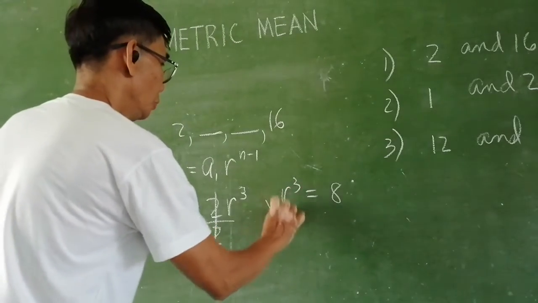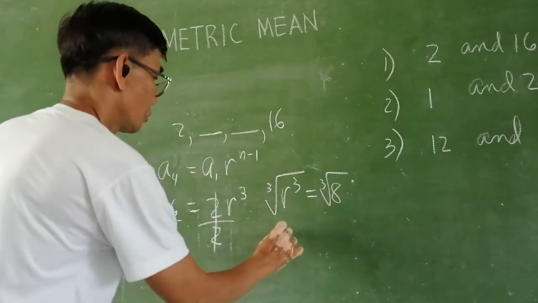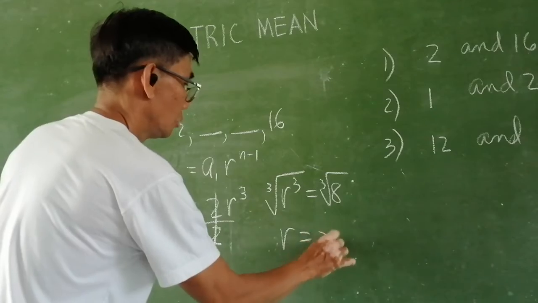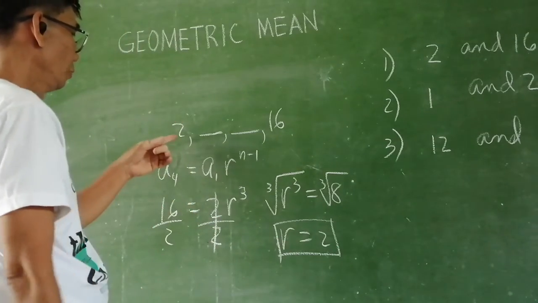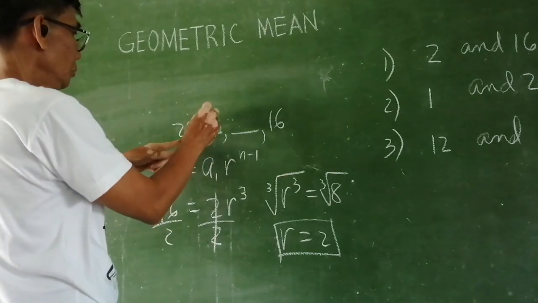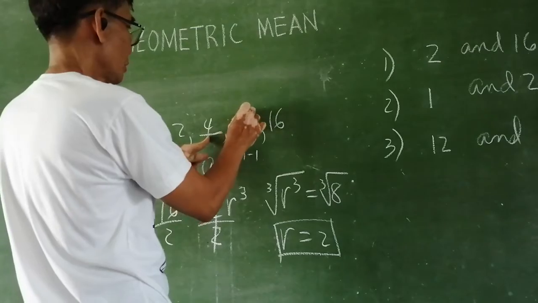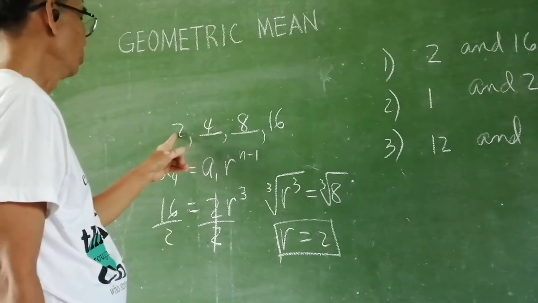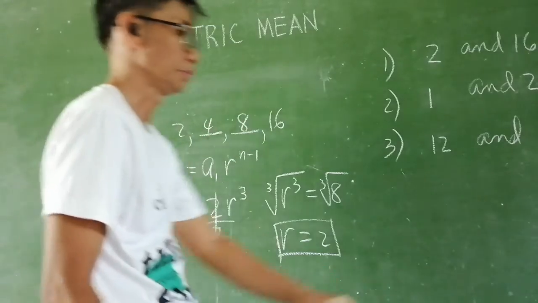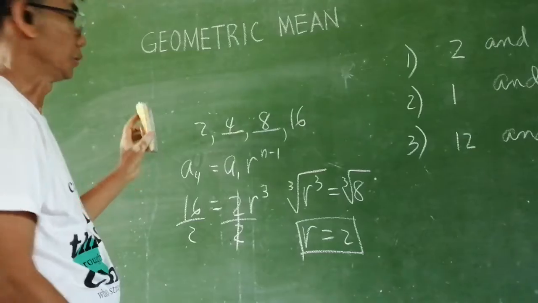So take the cube root of both sides. Cube root. So r will be equal to 2. So r equals 2. So we just multiply 2 times 2. That will be 4. 4 times 2 is 8. So these are the geometric means for this: 2, 4, 8, 16. So that's how to do it.